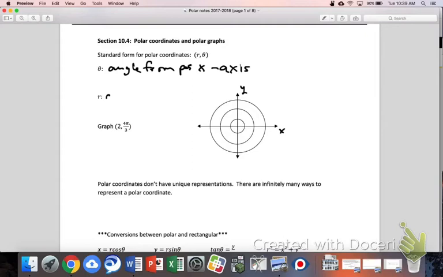And then r is the distance from the origin. And with polar coordinates, we sometimes refer to the origin as the pole. It's the thing that you rotate around.